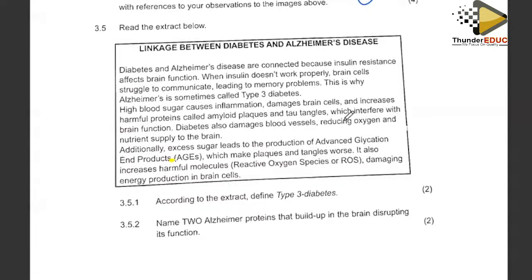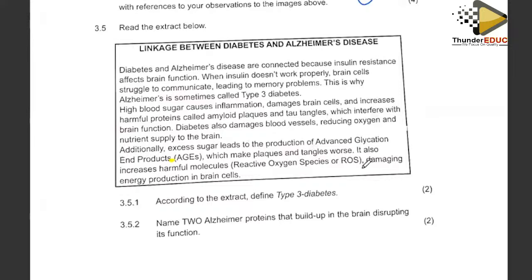And then tau tangles, which interfere with brain function. Diabetes also damages the blood vessels, reducing oxygen and nutrient supply to the brain. Additionally, excess sugar leads to production of advanced glycation end products.